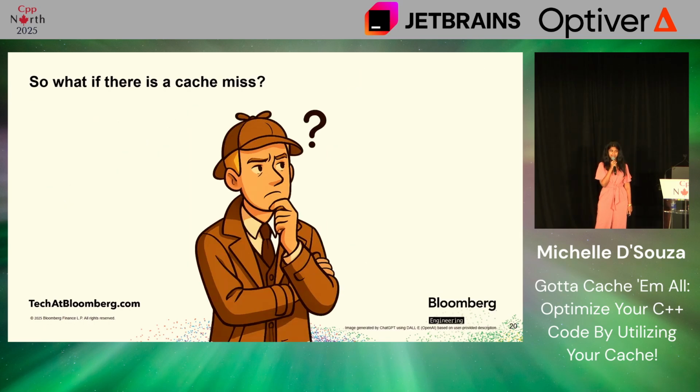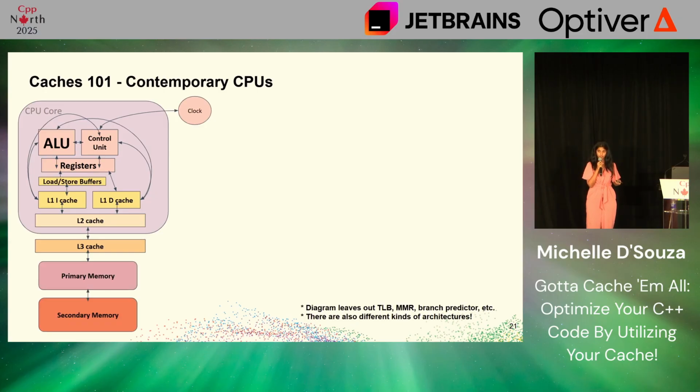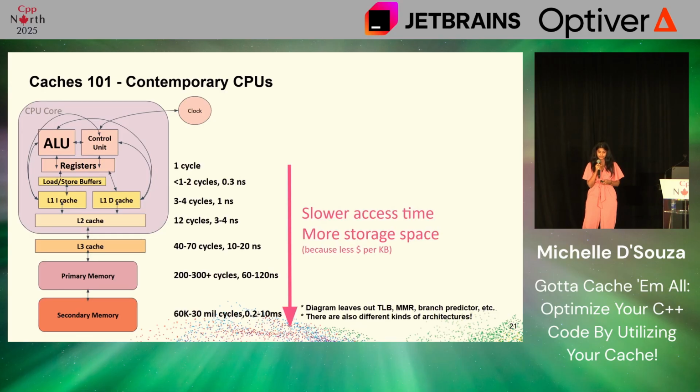So what if there's a cache miss? Who cares, right? I mean, doesn't matter. But it does, because if you think about the architecture of your computer or device, you tend to have essentially memory stores. And the further away you are from your control unit, the longer it takes to actually retrieve this data.